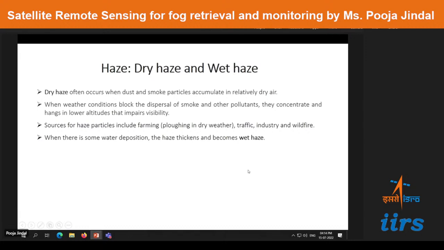So haze also reduces the visibility, but visibility will not be less than 1 kilometer. Visibility will be something like 2 kilometers or 1.5 kilometers, like that. So that is haze.